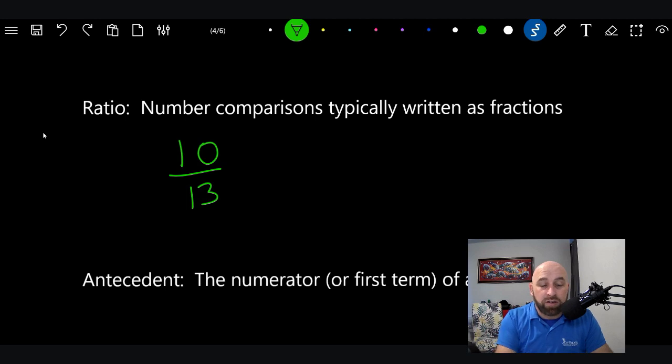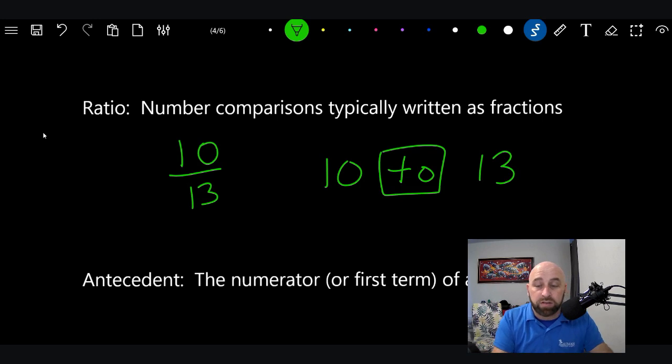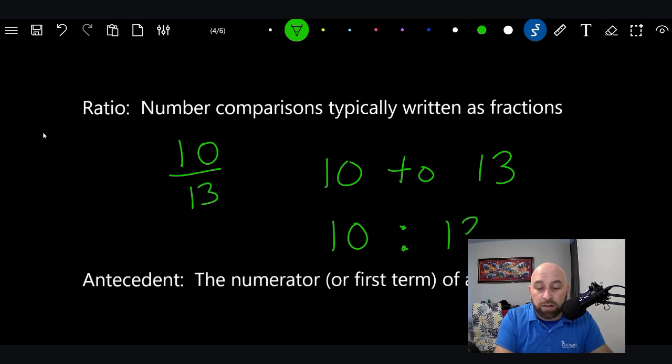Here's another way that you could write it. You can write it out, 10 to 13. It's a comparison, and this word "to" is a comparison word. The other way to write it would be 10 with a colon, 13. You're basically saying the same thing, except you're not writing the word "to". All of these 3 different ways are valid ways to write ratios.